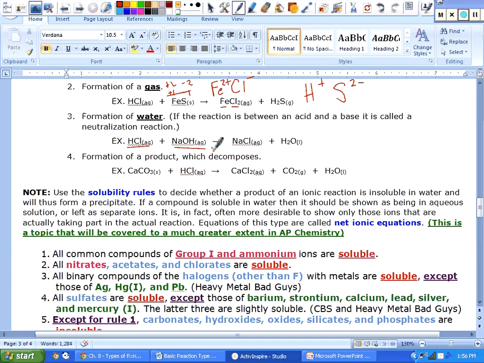Because it has an H and it's aqueous, that's an acid. What is NaOH? Anytime you have a metal plus a hydroxide in aqueous solution, it's a base. So what is this NaOH? Is that a metal and a hydroxide in aqueous? It's a base. Very good.